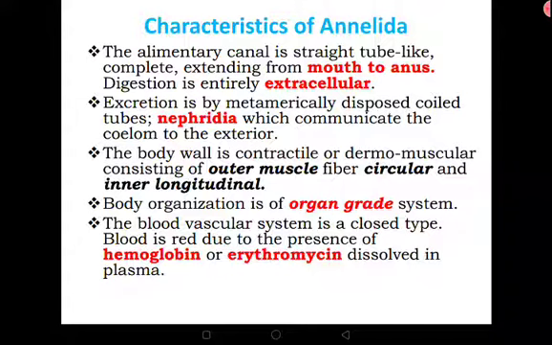And those muscles are responsible for contracting and relaxing, bringing about locomotion. Remember, these organisms use a hydrostatic skeleton. It's where muscles play a very big role.